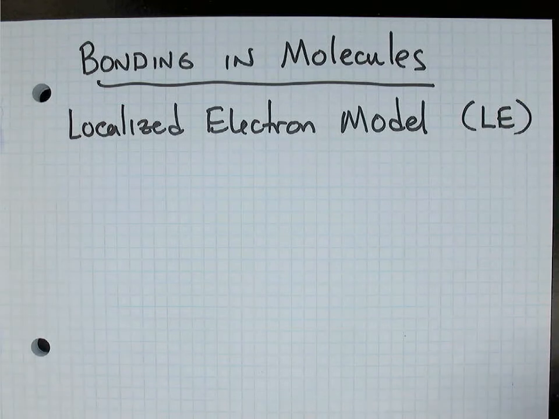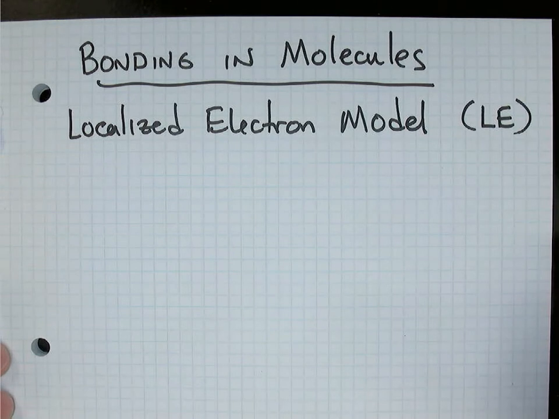In this video, we're going to introduce the topic of bonding in molecules, introducing a topic called the localized electron model. This model of chemical bonding applies to covalent or molecular compounds, so we're going to be looking at bonds between non-metal elements, and it basically suggests that those chemical bonds can be viewed as shared pairs of electrons, or perhaps more precisely shared groups of electrons.